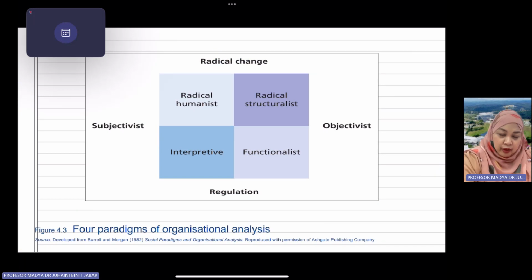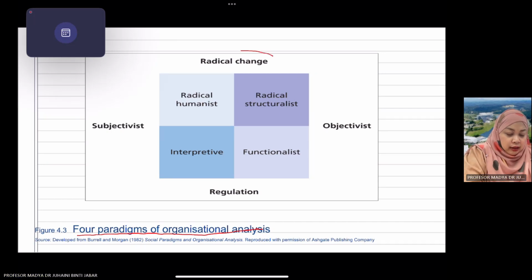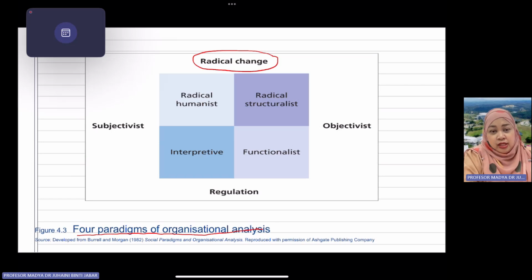So what is the importance of understanding your research paradigm? Here we can look at the four paradigms of organizational analysis. If you are doing a radical change type of research, you look into the radical humanist and then the radical structuralist. So you combine these two, you are going to do some radical change in your research when you look into the human factor and also how the structure is in an organization.